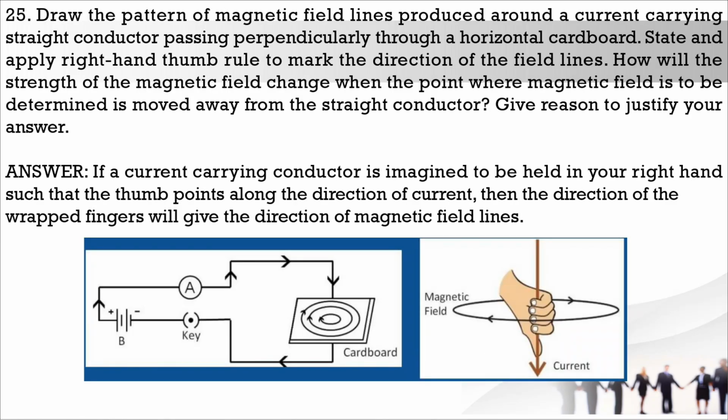Question number 25. Draw the pattern of magnetic field lines produced around a current carrying conductor passing perpendicular through horizontal cardboard. State and apply right hand thumb rule to mark the direction of field line. How will the strength of magnetic field change when the point where the magnetic field is to be determined is moved away from the straight conductor? Give reason to justify your answer. If a current carrying conductor is imagined to be held in your right hand, with the thumb along the current, then the direction of wrapped fingers will give the direction of magnetic field as shown in the figure.